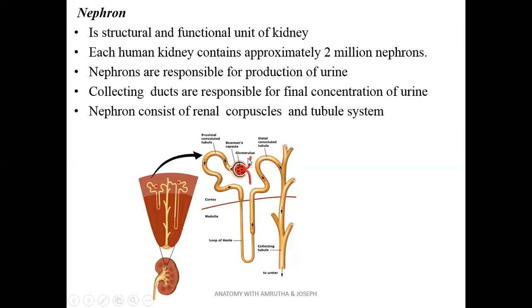And nephron consists of a renal corpuscle, which is a combination of glomerulus and Bowman's capsule, and the tubular system, which consists of proximal convoluted tubule. They are more convoluted, and loop of Henle, DCT, distal convoluted tubule, which are less convoluted than PCT, and opening into collecting tubule, as I mentioned before. And the collecting tubule is opening at the tip of papillae of each pyramid.